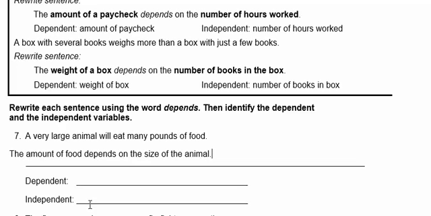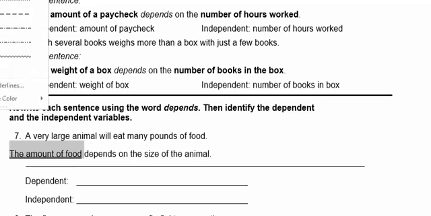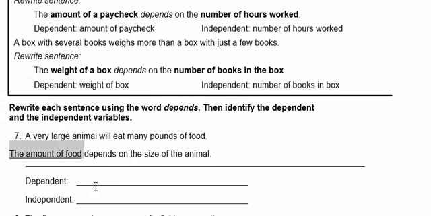So now the part that is in front, the amount of food, is the dependent variable. That's supposed to have one underline. So for dependent, you're going to write the amount of food. The independent variable is the size of the animal. That's the independent, size of the animal.